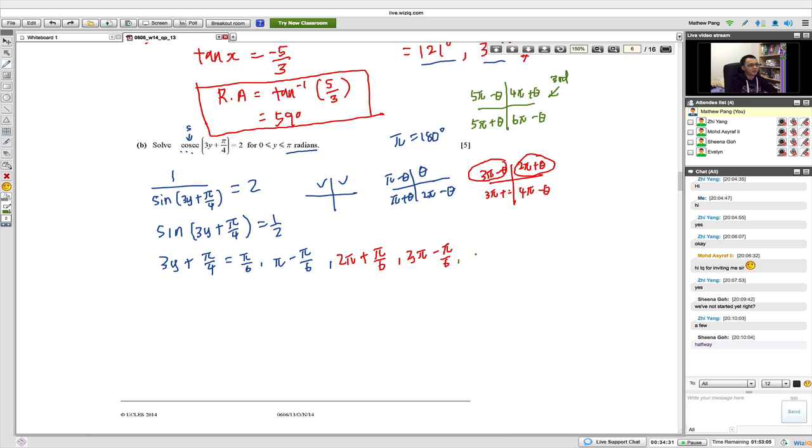So the first one will be 4 pi plus pi over 6. If you don't believe this one is too over, maybe I write it also, because I'm not 100% sure. So 5 pi minus pi over 6. Okay, so basically you can see all my different answers. These 2 answers are for the first round, and these 2 answers are for the second round.